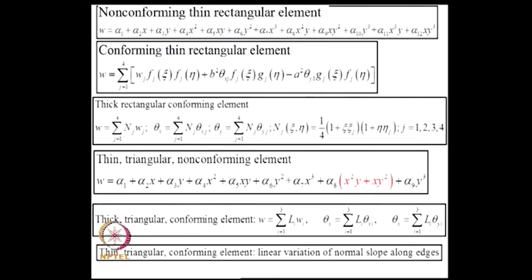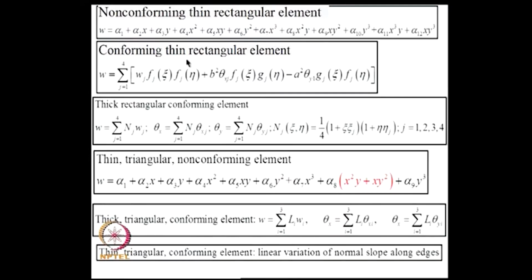So, in summary, we have now developed elements for rectangular geometry and for triangular geometry. We have considered thin plate and thick plate, and for each one we have developed a non-conforming element and a conforming element. In the rectangular geometry we started by taking a 4 noded rectangle, and therefore, the element had 12 degrees of freedom, and we selected this as the trial function, and we showed that here the normal slopes along the edges will not match, therefore, this becomes a non-conforming element.